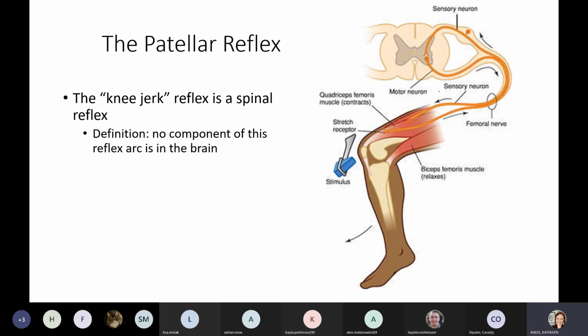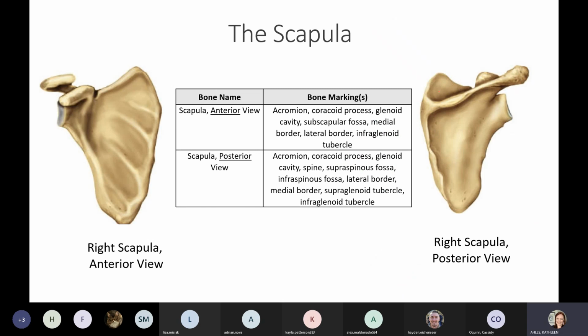All right, with that, we're going to transition into bone markings and muscles and actions. So this week we're learning about the last set of bones in the body. These are the bones of the back. When we're talking about the bones of the back, the first one for us to be familiar with is the scapula.